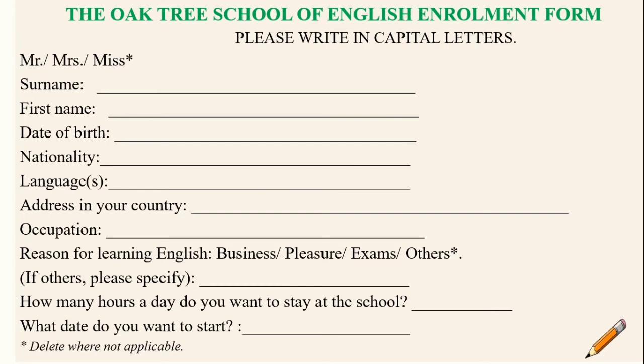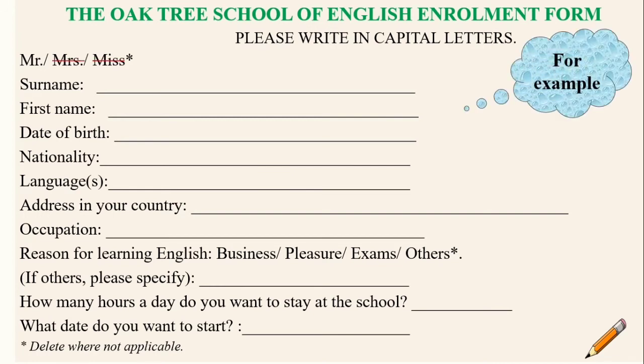Delete when not applicable. It means if you see any item with a star, you cross out, you delete what is not true for you. Okay? For example, you are a man. Okay? So you cross out Mrs. and Miss. And then you write out your name. You write out information into the form.